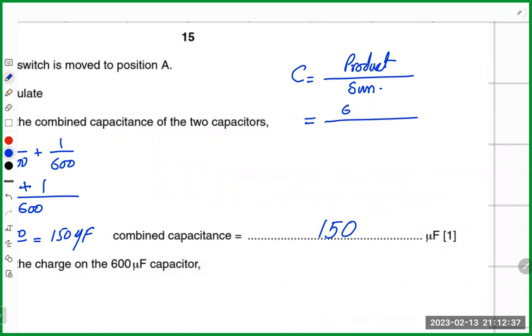Product over sum means 600 multiplied by 200 divided by 600 plus 200. So it will be 12 with four zeros divided by 800. So you get 150 microfarad. Or you can simply use the calculator: 600 multiplied by 200 over 600 plus 200. You get 150.